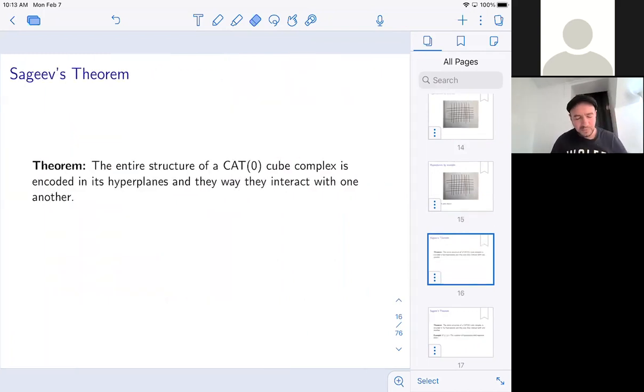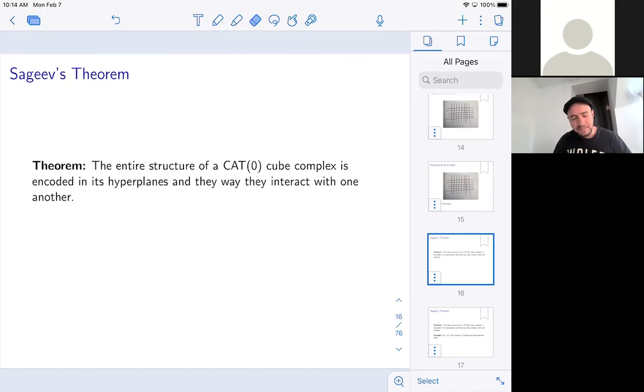All right, so there is a very influential theorem due to Sageev, which says that if you want to understand anything about CAT(0) cube complexes, it suffices to understand hyperplanes and the way they interact with one another. And there is a way to make this precise, and it really precisely says this. If I don't tell you anything about the CAT(0) cube complex, I just give you the combinatorial data of the hyperplanes, and I tell you which ones intersect which, then you can entirely recover the CAT(0) cube complex.